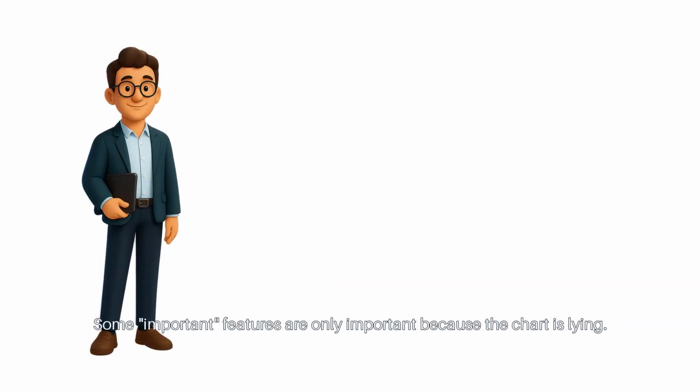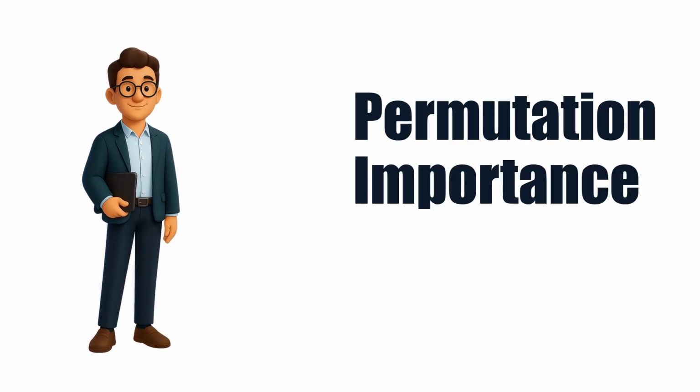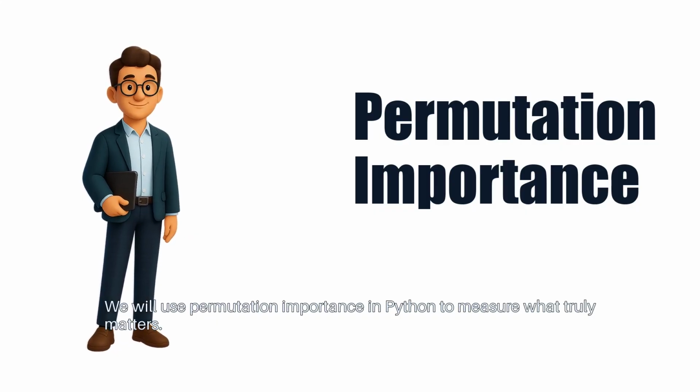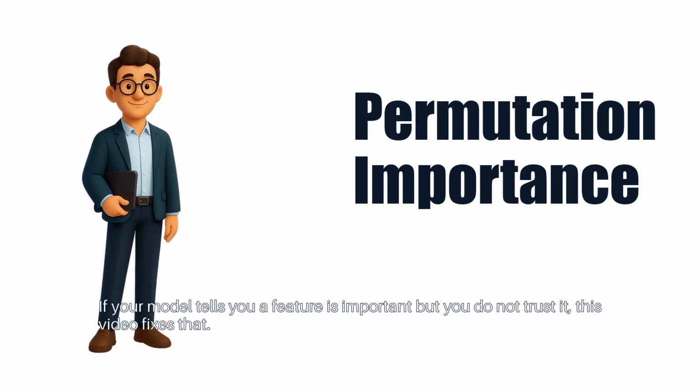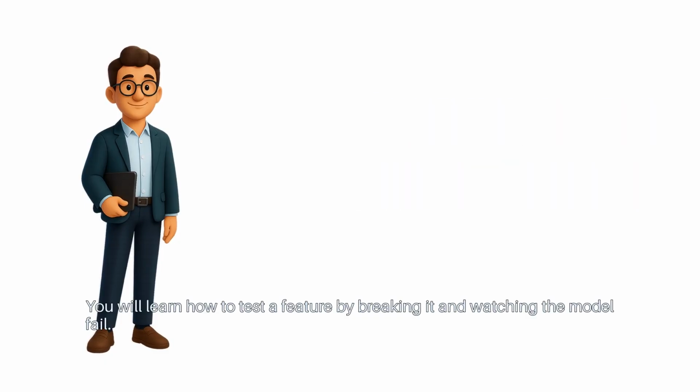Some important features are only important because the chart is lying. We will use permutation importance in Python to measure what truly matters. If your model tells you a feature is important, but you do not trust it, this video fixes that. You will learn how to test a feature by breaking it and watching the model fail.